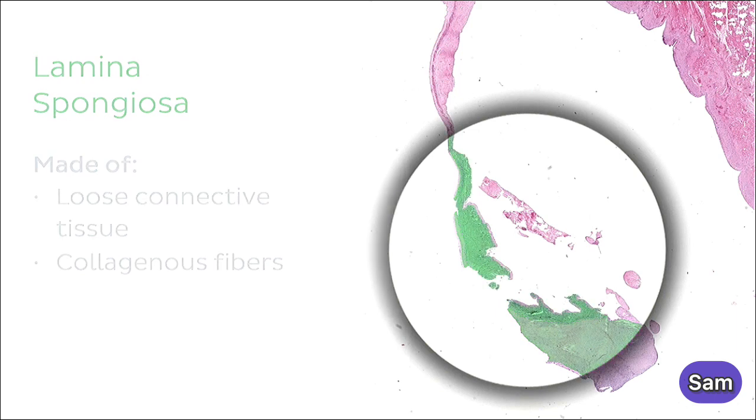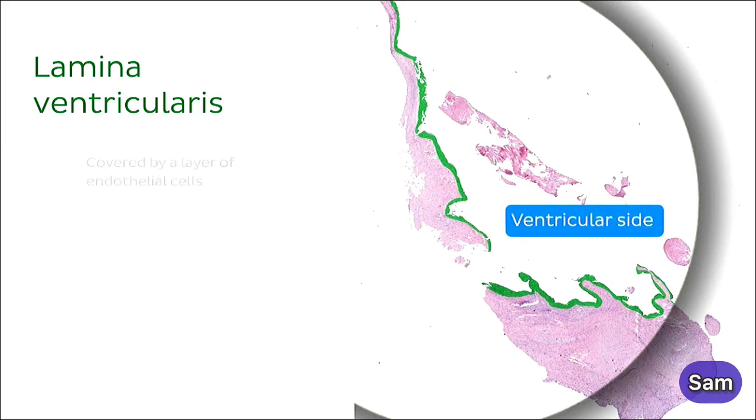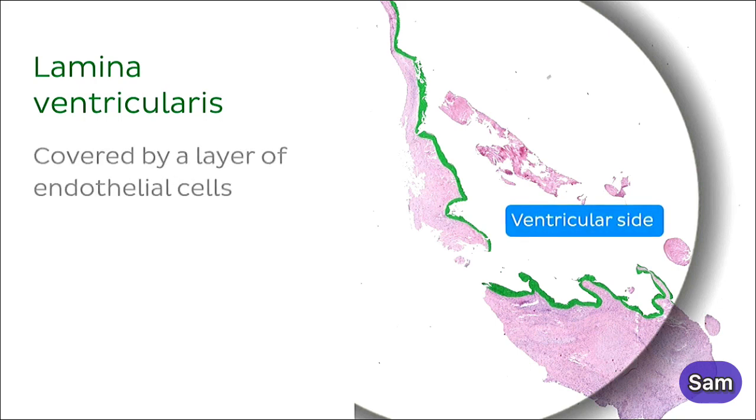The third layer of the mitral valve cusp is the lamina fibrosa, and this layer is closer to the ventricular side of the cusp and is made of collagen connecting to the annulus fibrosus. The final layer of the mitral valve cusp is the lamina ventricularis, and this layer is on the ventricular side of the cusp and is covered by a layer of endothelial cells.